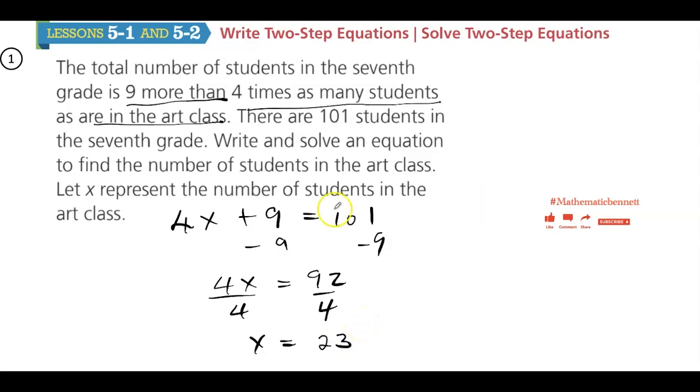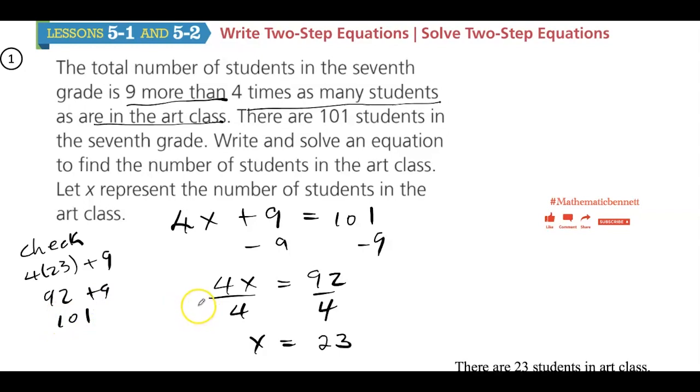And we can check our answer. 4 times 23 plus 9. And we know 4 times 23 is 92. 92 plus 9 does give us 101. Alright, so we can conclude that there are 23 students in the art class.